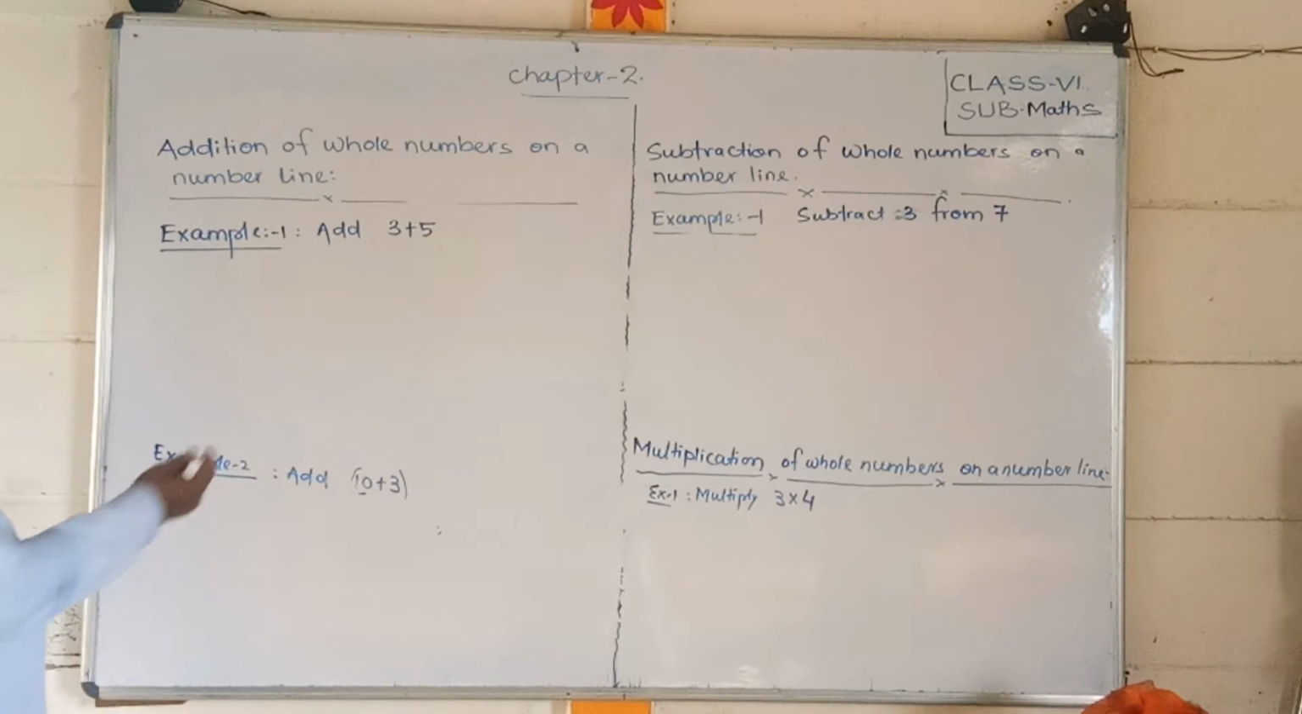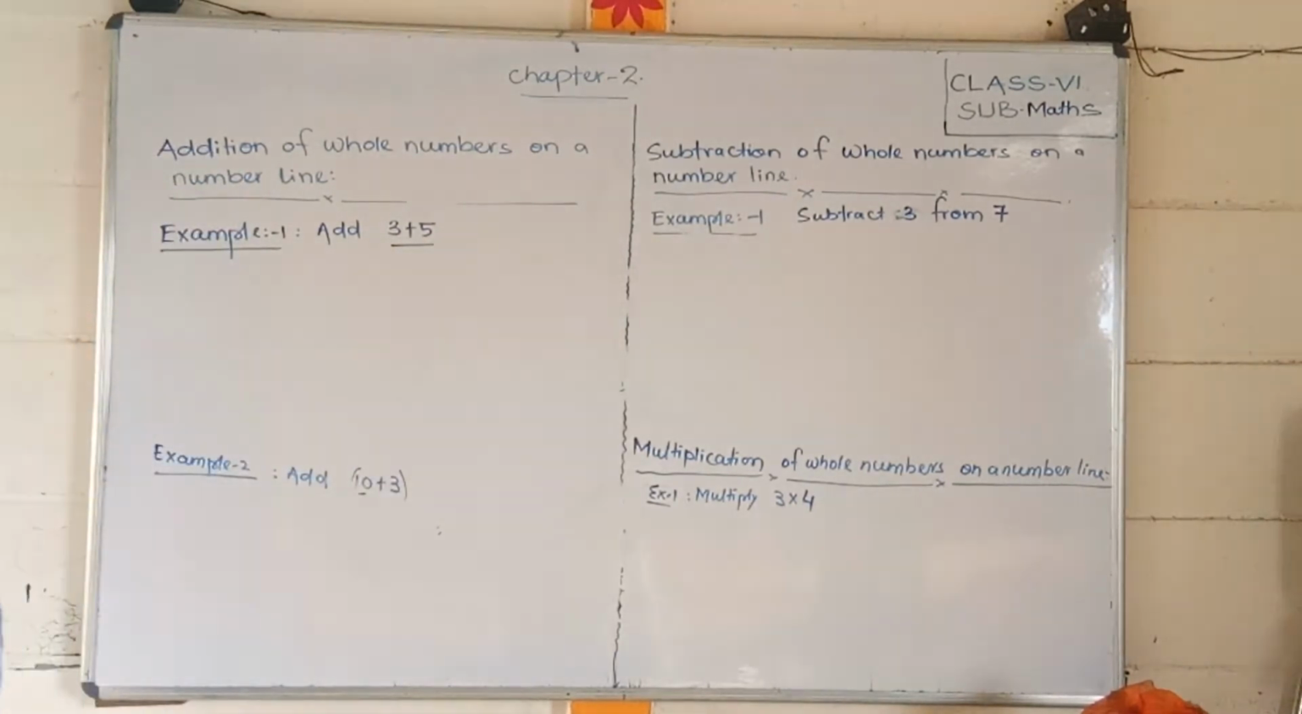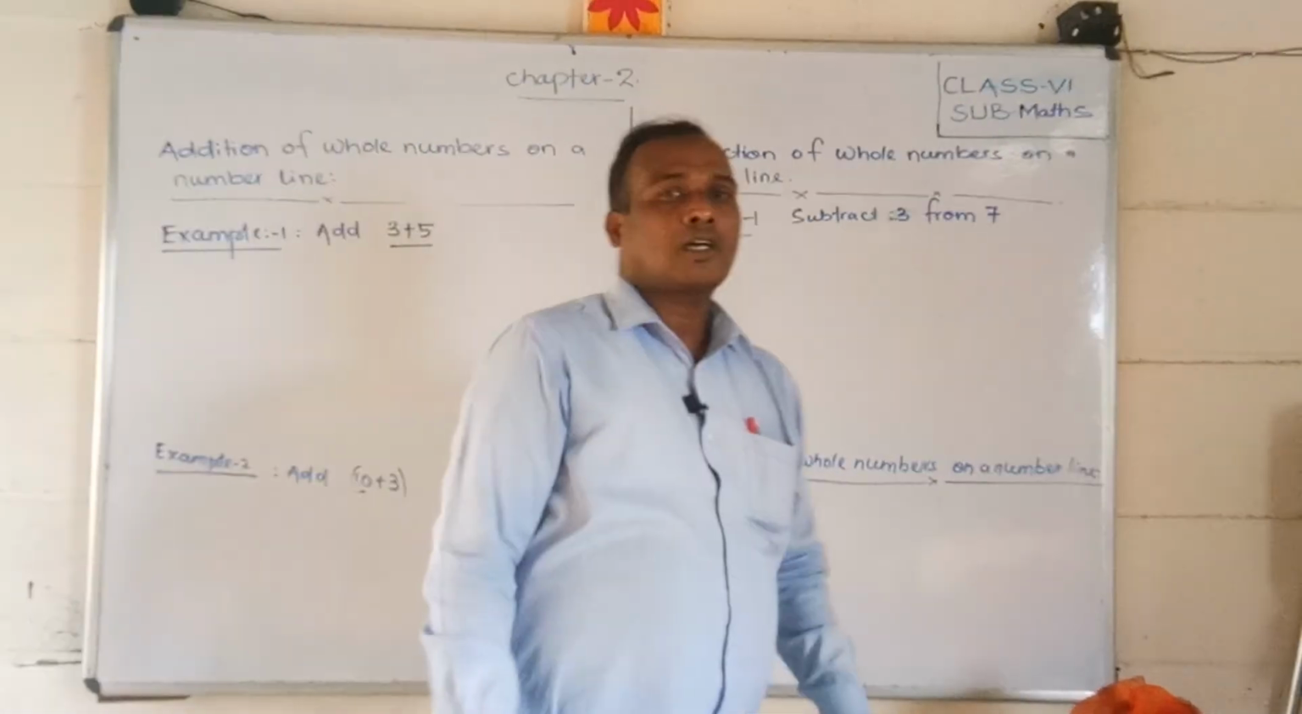First of all, we will see the example I have written, students: 3 plus 5. 3 plus 5 means how much? We know that generally we can say 8, but how will you represent it on the number line? I will explain it to you.